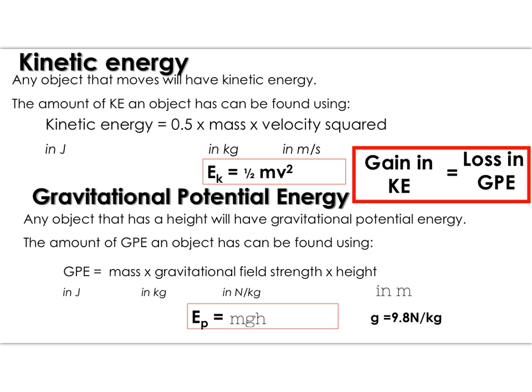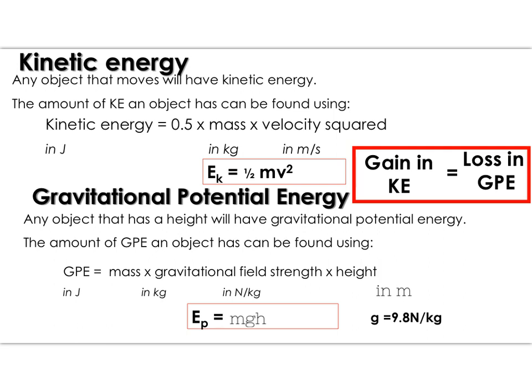On Earth, we take the gravitational field strength to be 9.8 newtons per kilogram. This means an object falling on Earth will accelerate at 9.8 meters per second every second. The gravitational potential energy equation is another equation that you have to learn, and in symbol form, that's written as E equals mgh.